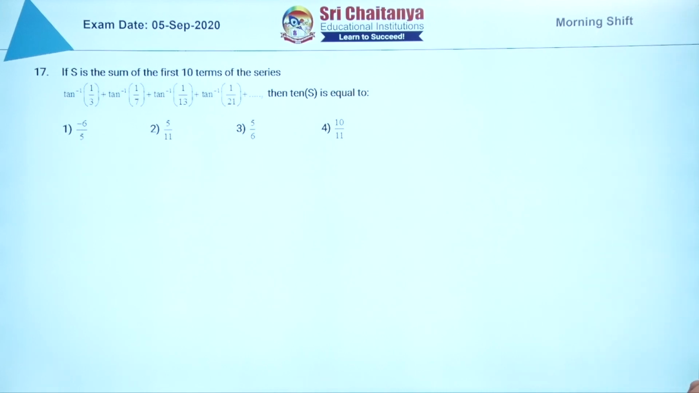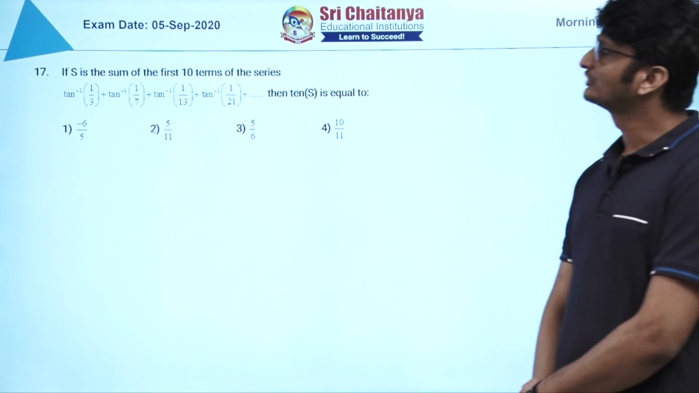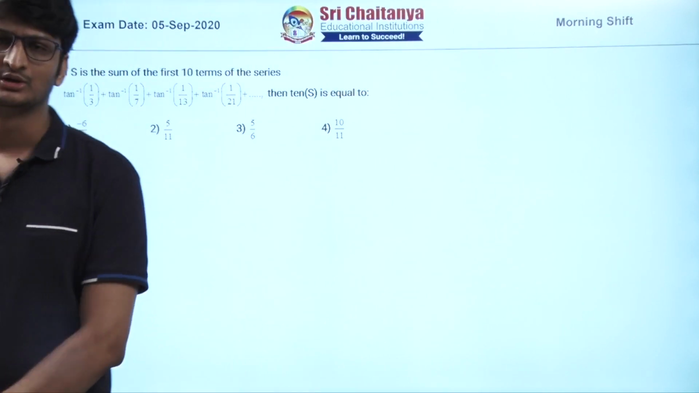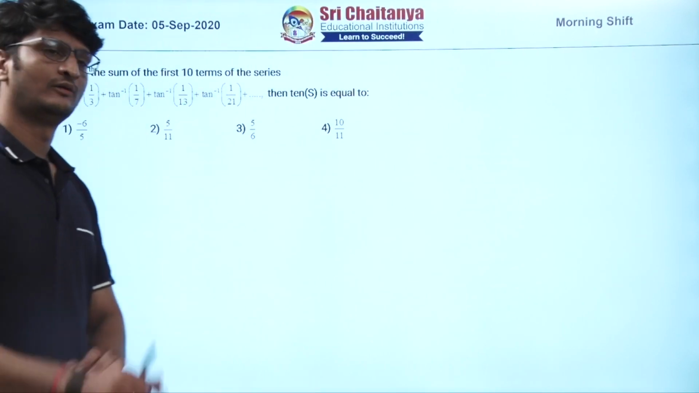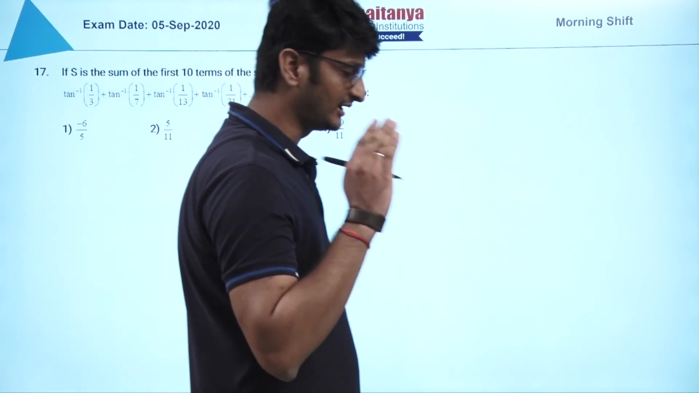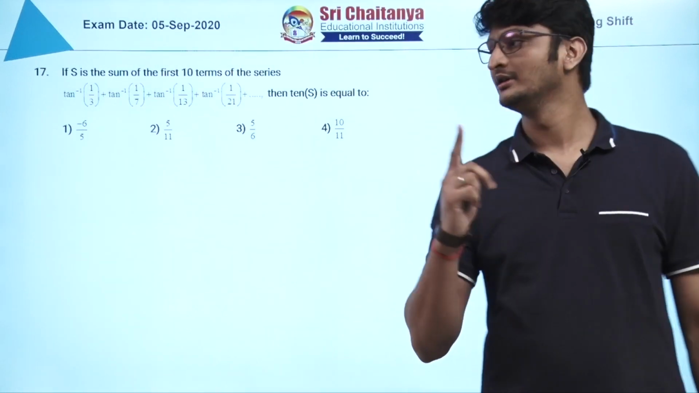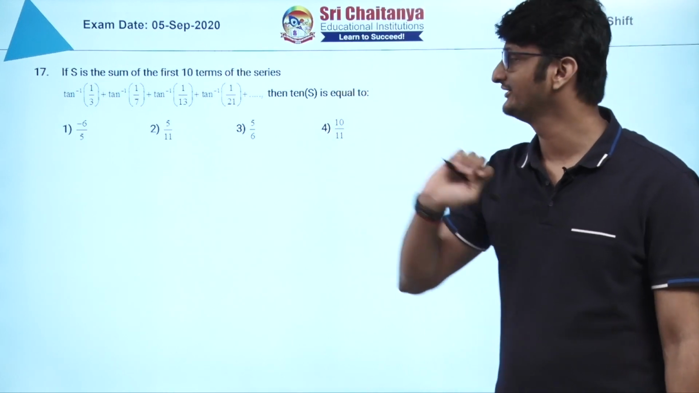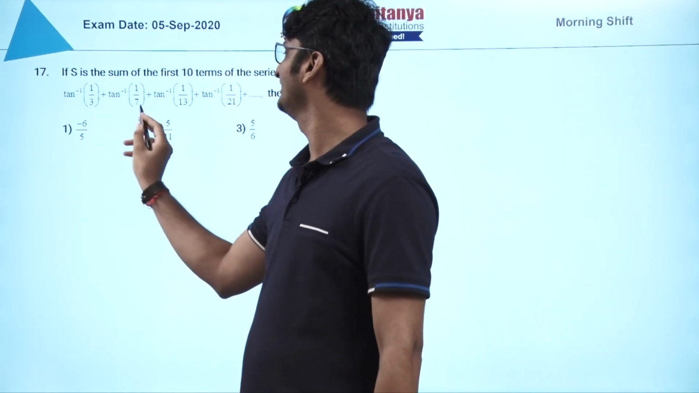Again, this question is a good question, let us see. This question comes from two topics, two concepts will be involved. First is inverse trigonometric functions. Second, you should know the general term, that is sequence and series, that we learnt. So here the general term is 3, 7, 13, 21.